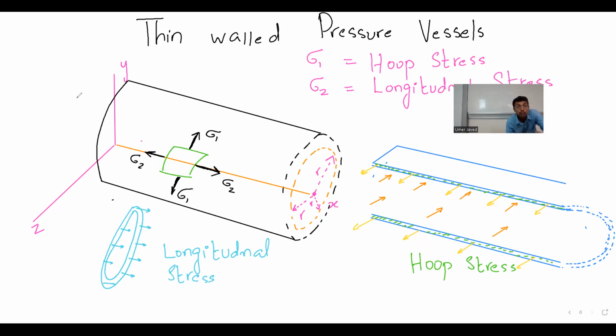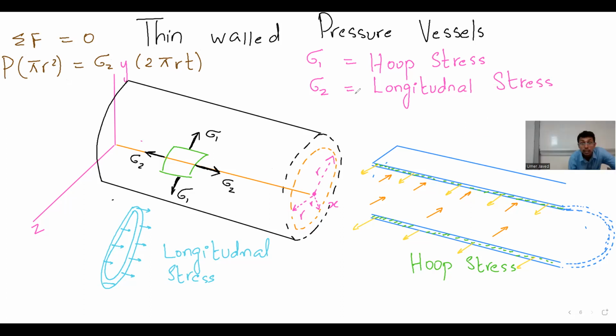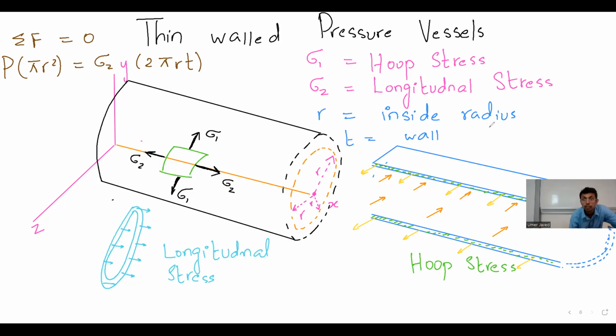Now let's try to do the summation of forces in a particular direction equal to 0. So I have pressure of the fluid multiplied by pi r square, the area, is equal to stress 2 multiplied by 2 pi r multiplied by t, because it is thin walled, so I don't care about whether it's R1 or R2 right now. And no, I do care actually. So let me call R the inside radius. R is the inside radius, and t is the wall thickness, correct? I do care actually. But in any case, the thickness is very small.